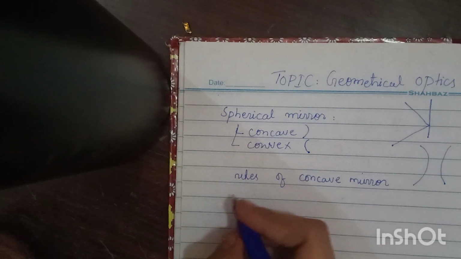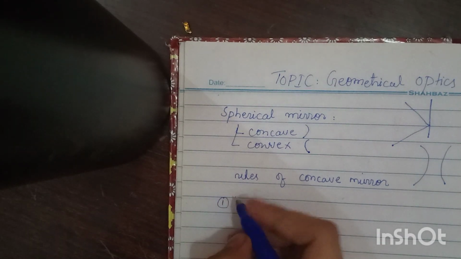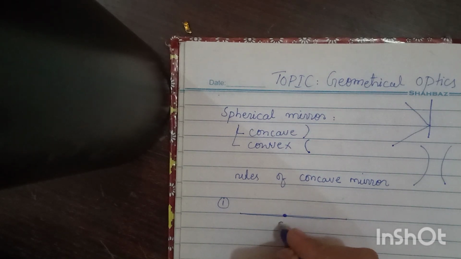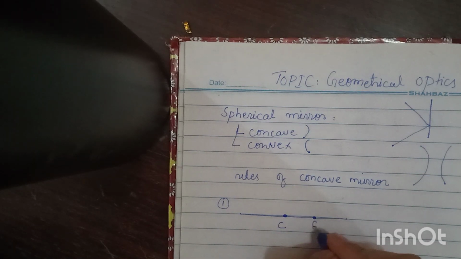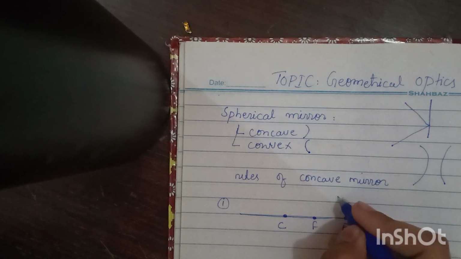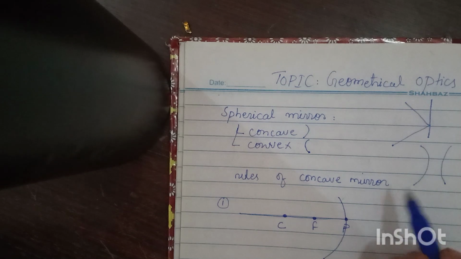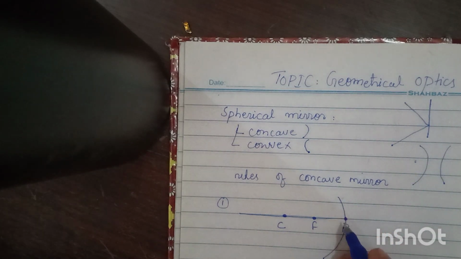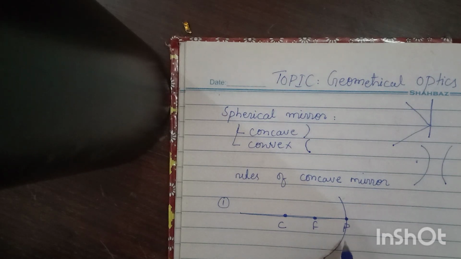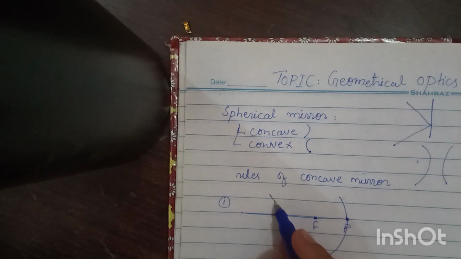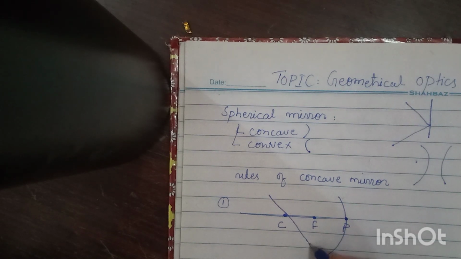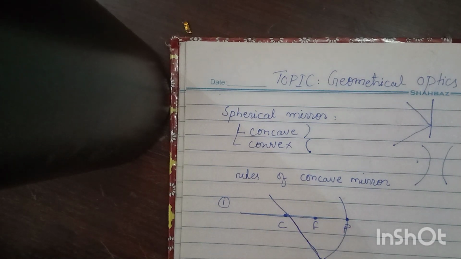Right? So here the first rule is that, this is the center of curvature, this is the focal length, and here is the principal axis, right? So this is a concave mirror. As I mentioned here, the surface has a curved path like this. So the first rule says, when the ray of light passes through the center of curvature, it goes in the same path. Again it goes back through the center of curvature.